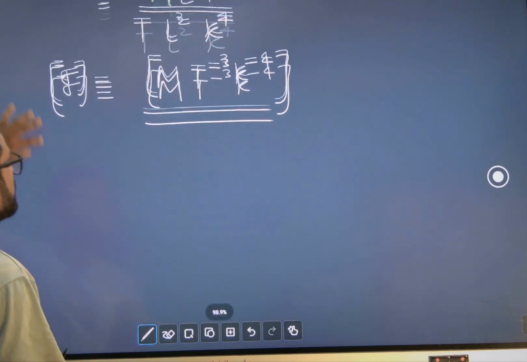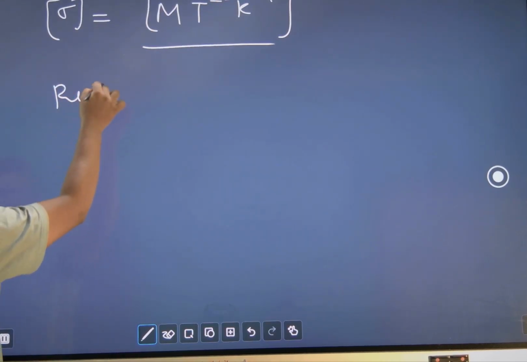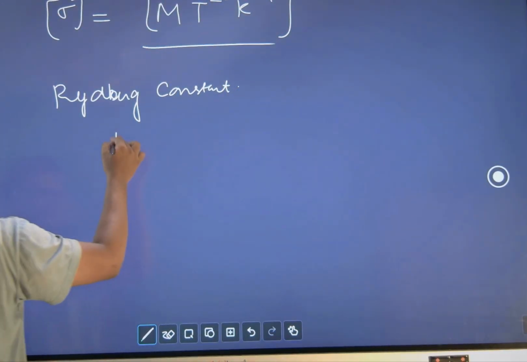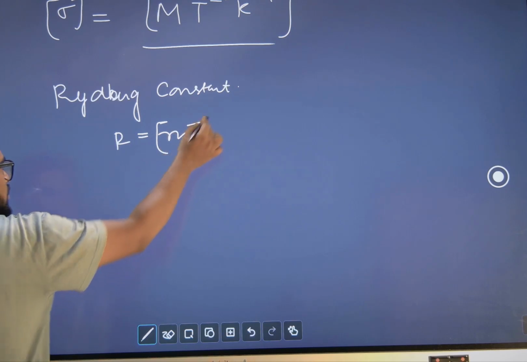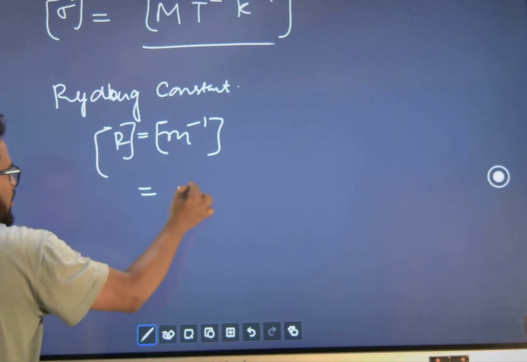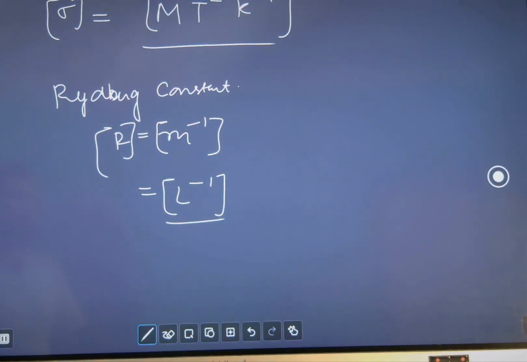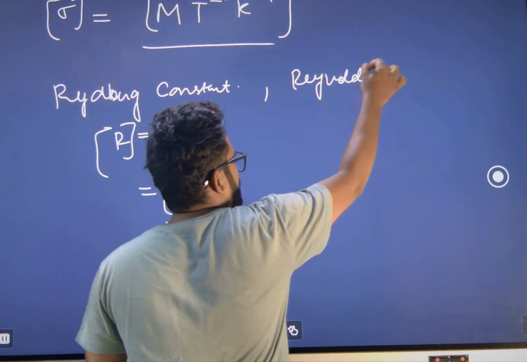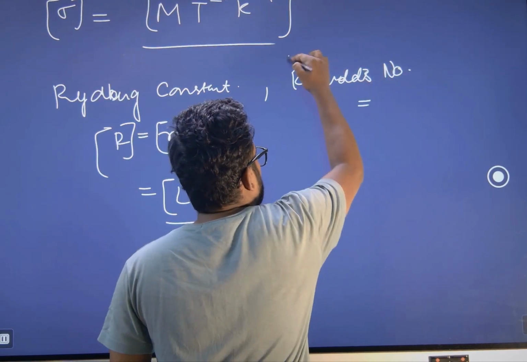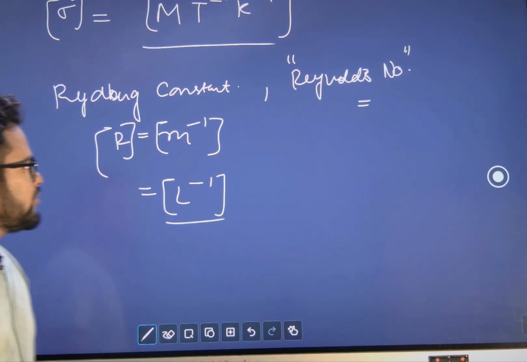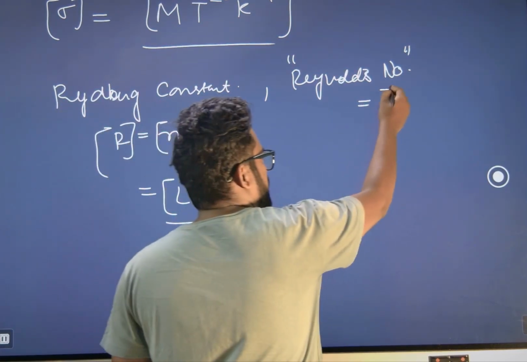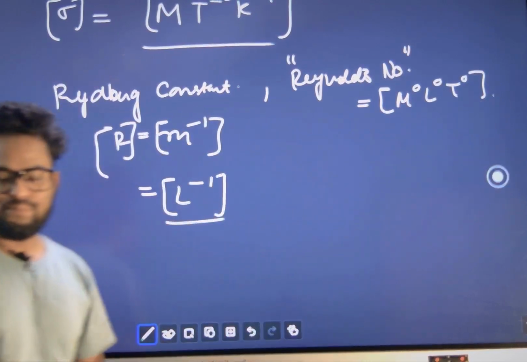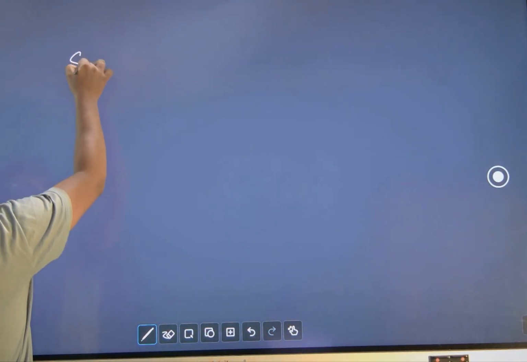One more constant we have, the Rydberg constant. It is nothing but meter inverse. Meter inverse means L minus 1. One more we have, the Reynolds number. Reynolds number is a pure number that decides the flow of a liquid, whether it is laminar or turbulent. So Reynolds number is dimensionless basically. M0 L0 T0. Okay.